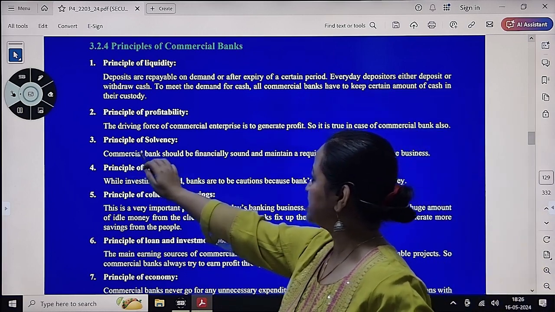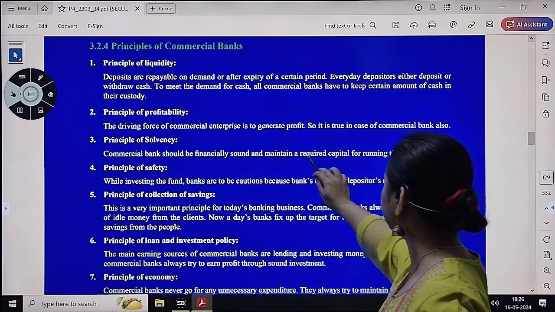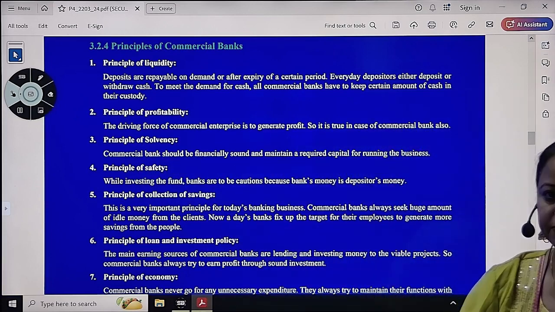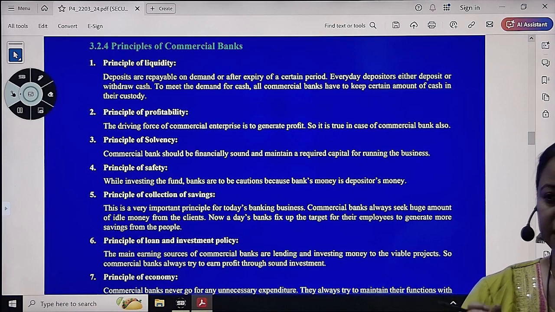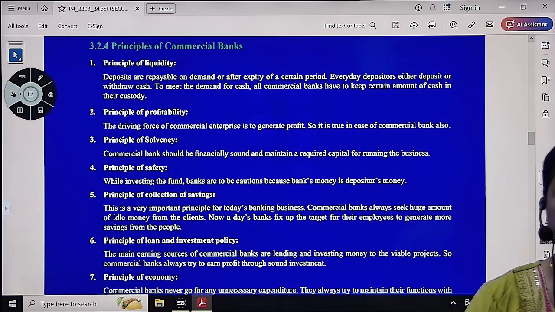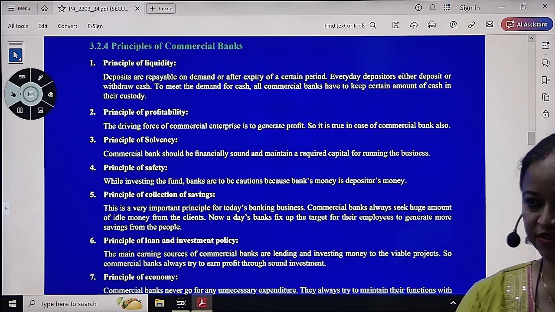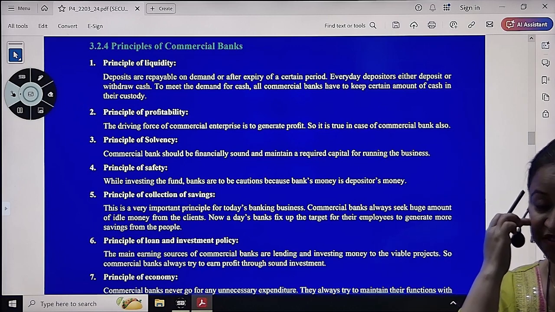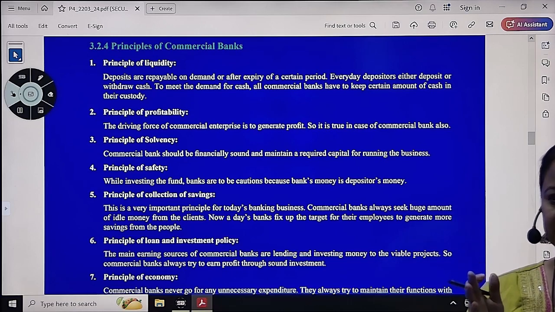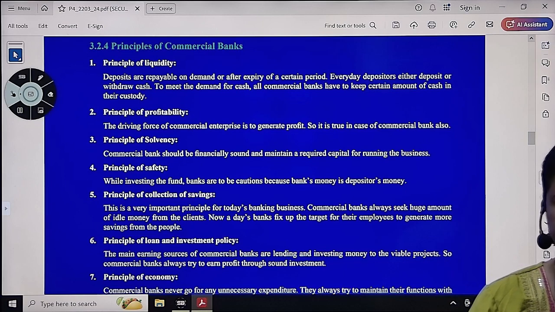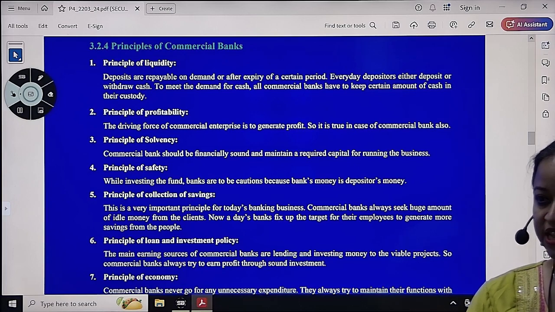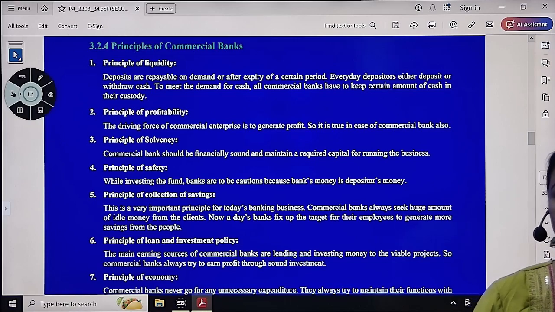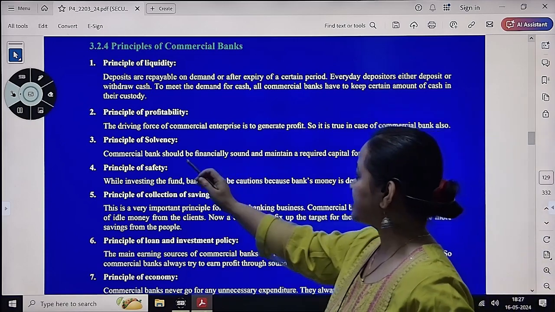The third is that a commercial bank should be financially sound and maintain the required capital for running the business. As I've told you, banking is also one of the businesses, and profit is required if they want to survive. If they want to be solvent, see, solvency is the opposite of insolvent, which means no money, bankrupt. So solvency means the particular bank has good financial capacity, financially sound. That is what this point is all about.